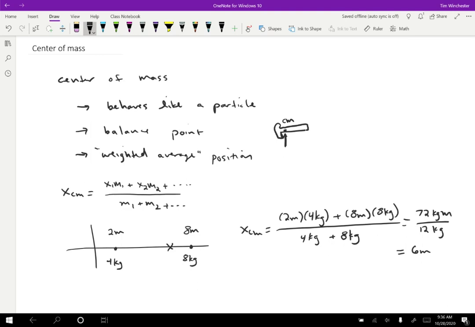Okay, so that's the strategy. This is it in principle. The way that we calculate a center of mass is just by doing this weighted average of the positions. You're not required to have taken Calc 2 in order to take this class, but this is an application where doing an integral comes in really handy.